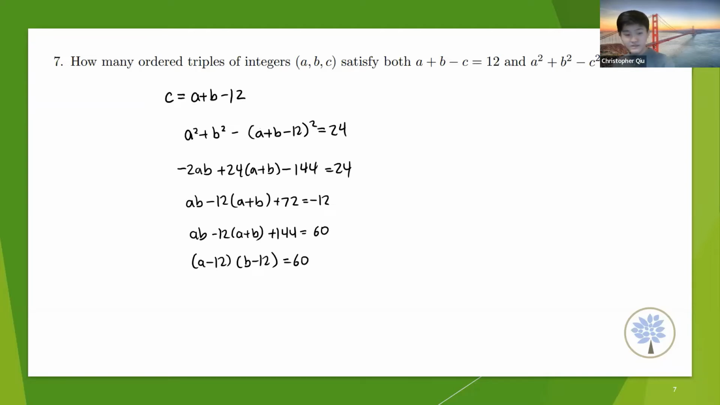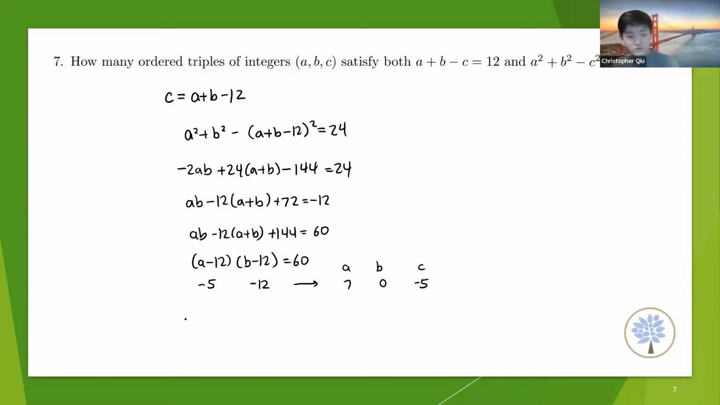And so now we can notice that for any pair of a minus 12 and b minus 12 that are integers that multiply to 60, we can find exactly one ordered triple a, b, c that satisfies both equations. So for example, let's say we had a minus 12 is -5 and b minus 12 is -12. This gives us a unique ordered pair a, b, where a is equal to 7 and b equals 0. And then from these two, we can uniquely determine c, which always is an integer, of course, because 7 plus 0 minus 12. These two are integers, and then the sum is also going to be an integer. So we can find a unique value for c as well.